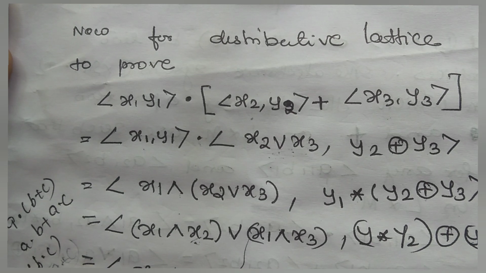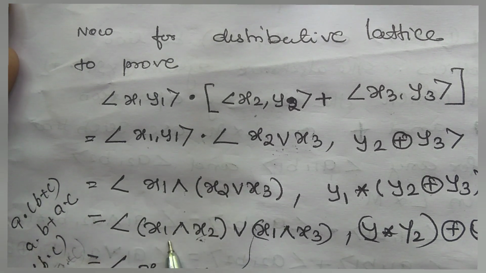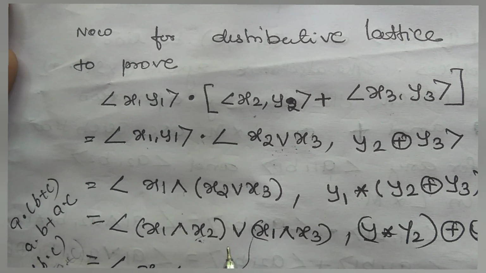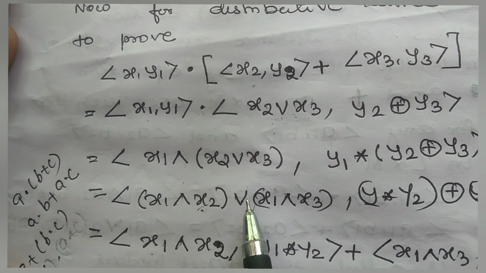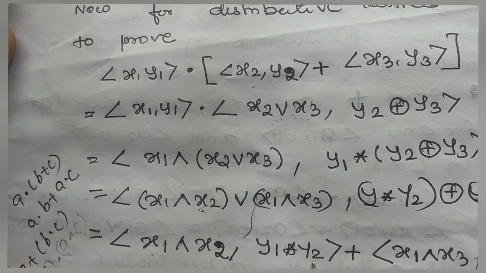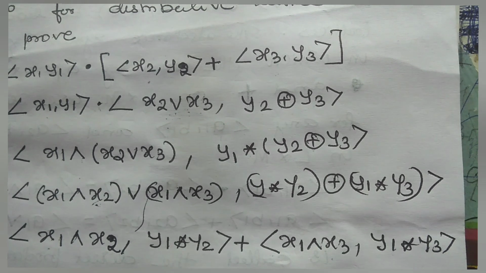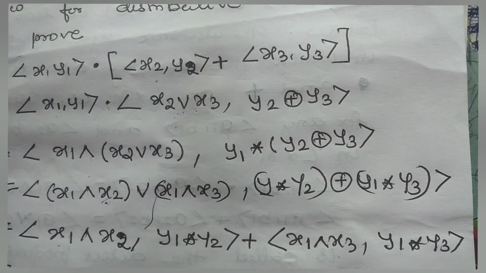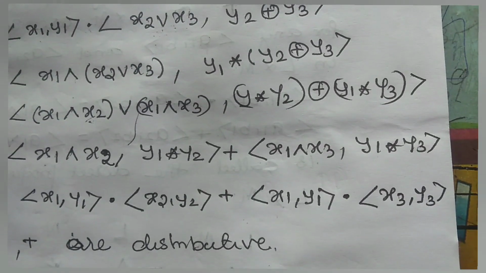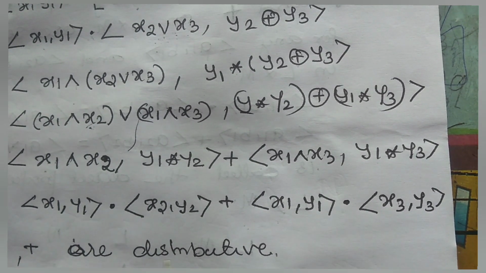Now we can interchange this bracket, because here there are not three values, here two values. Both these values belong to capital L, and it is a lattice, so it satisfies the condition. So that is (x1 and x2, y1 star y2) plus (x1 and x3, y1 star y3). Hence we get (x1, y1) dot (x2, y2) plus (x1, y1) dot (x3, y3). This is from the definition of cross product. Hence dot and plus are distributive.